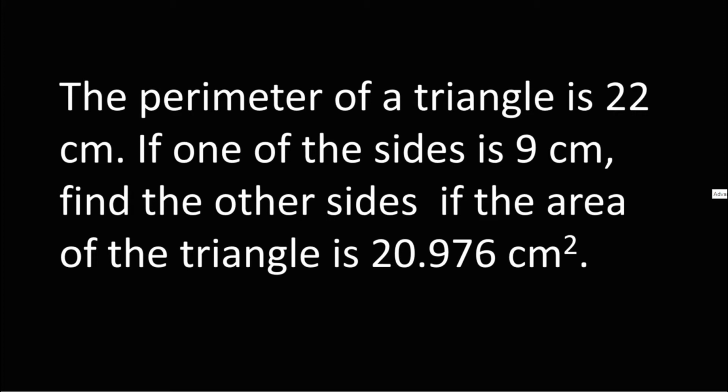So we have a question here which says the perimeter of a triangle is 22 centimeters. If one of the sides is 9 centimeters, find the other sides if the area of the triangle is 20.976 centimeters squared. So from here, you have been given the perimeter of the triangle, one side, and also the area.